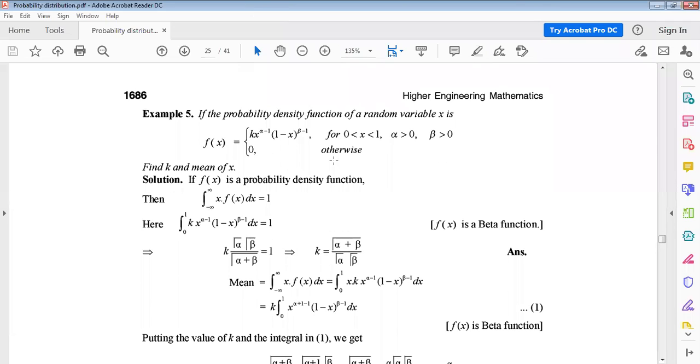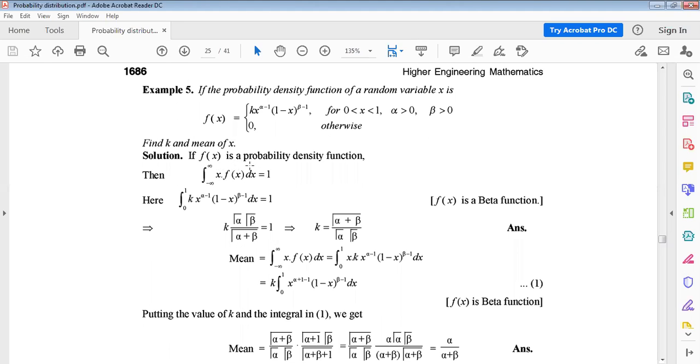Now if the probability density function of a random variable x is this, that means a very heavyweight function. Okay, seems to be complex. f(x) equals k into x to the power alpha minus 1 into 1 minus x to the power beta minus 1 for x lies between 0 and 1, alpha of course positive and beta also positive. Otherwise for other limits it will be 0. Find the value of k and mean of x.